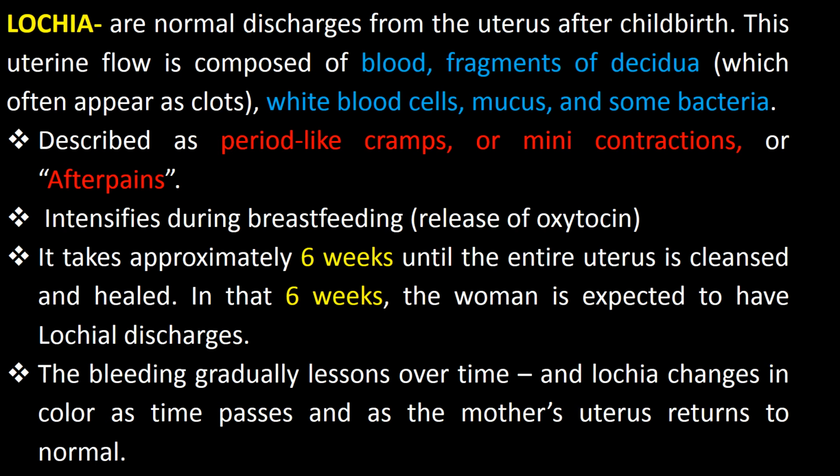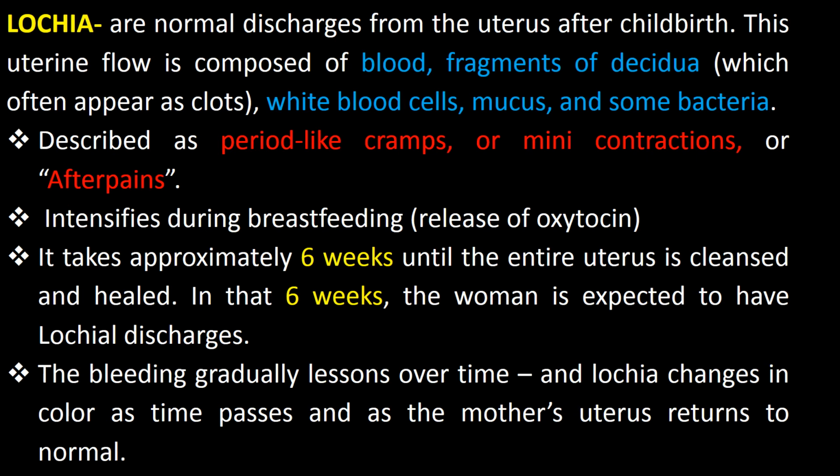These contractions intensify during breastfeeding because, like I said, there is a release of oxytocin, which stimulates the uterus to contract. The lochia will take approximately 6 weeks until it disappears, because the first 6 weeks is the time wherein the lochia sheds off and the uterus is cleansed and healed.